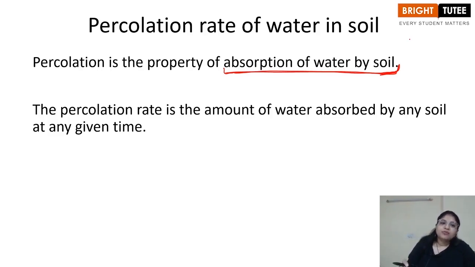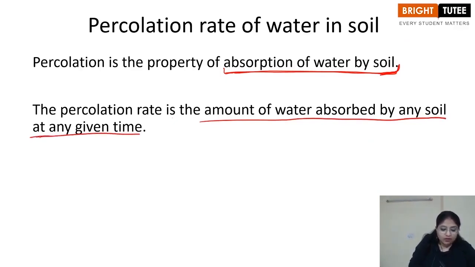Now, what exactly do we mean by percolation rate? Percolation rate is the amount of water absorbed by any soil at any given time. Suppose in 20 minutes, how much water percolates the sandy soil, how much water percolates the clayey soil, and how much water percolates the loamy soil. This is what we call the percolation rate, and this is what we are going to measure.